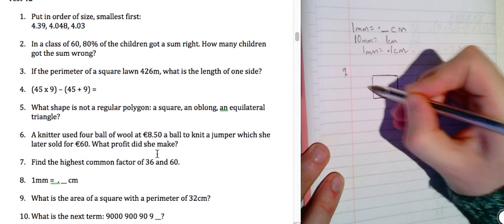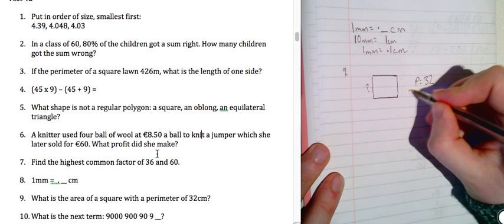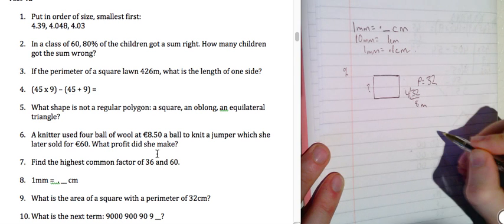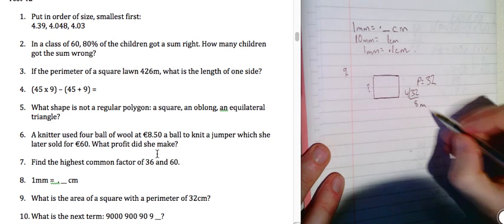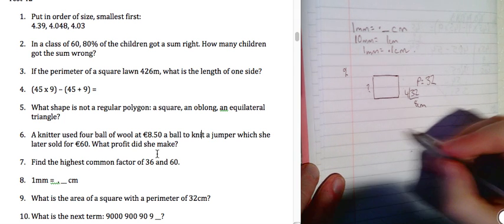So the perimeter, the distance around the square, is 32. What's the length of one side? We divide that by 4. 32 divided by 4, we should know, is 8 meters. Centimeters even. Okay, very small square.